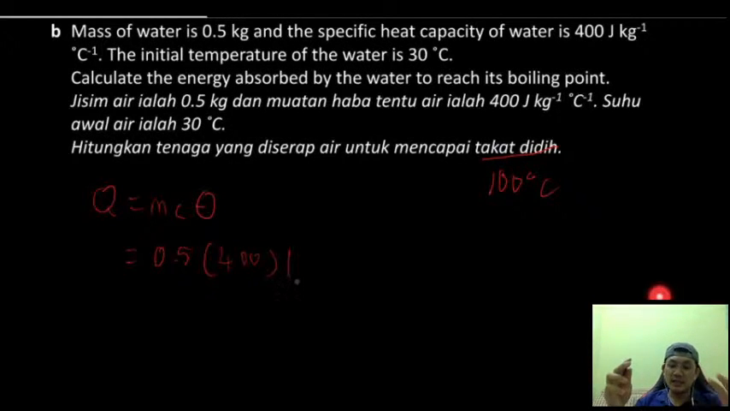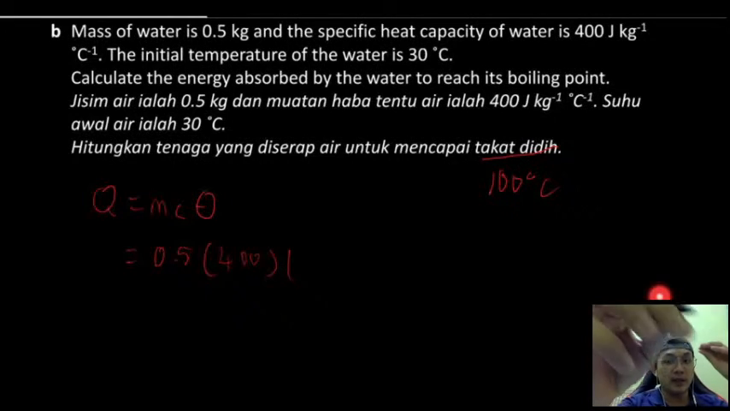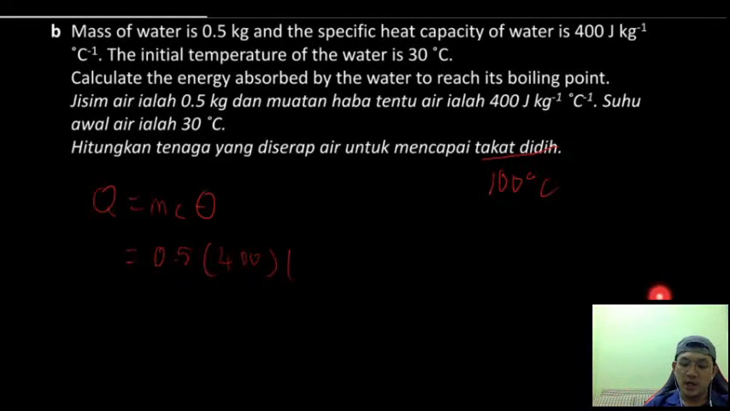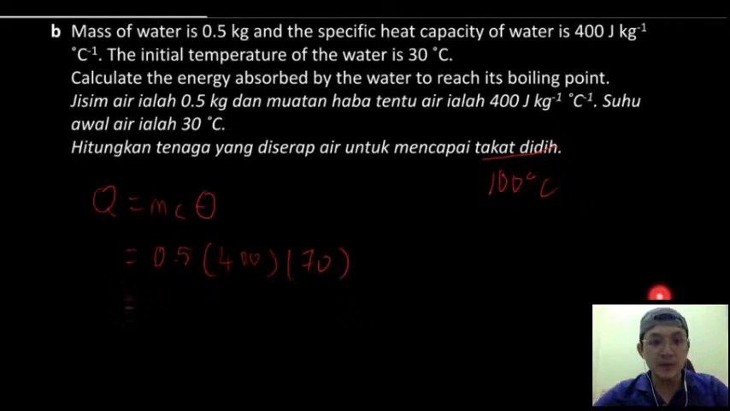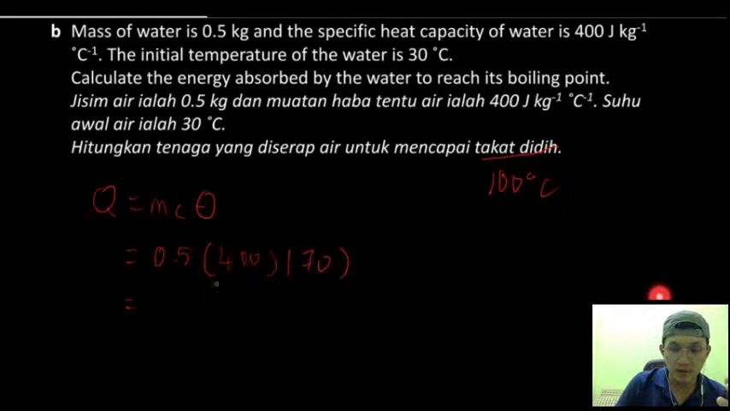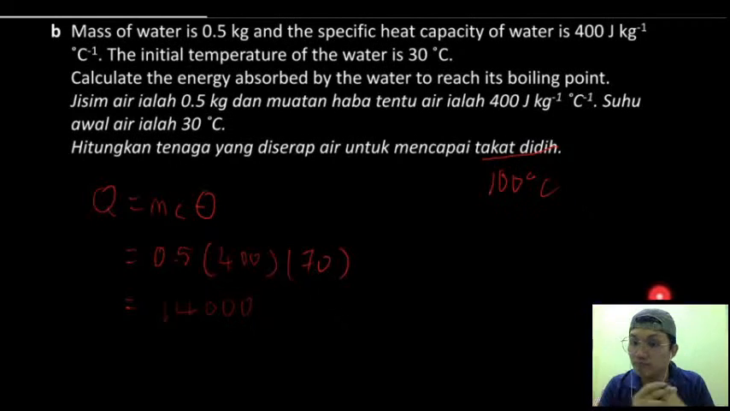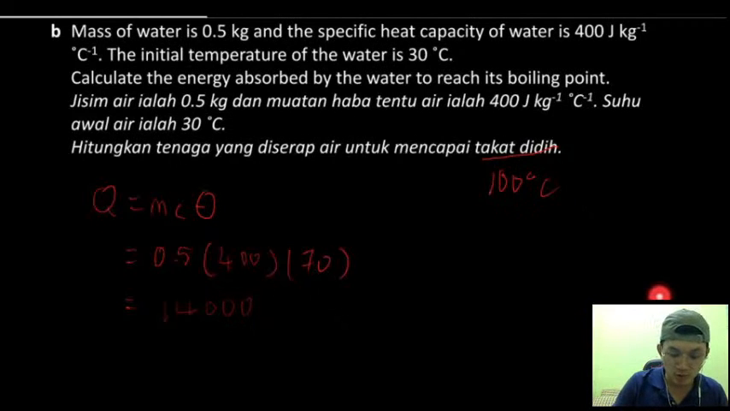Jangan lupa dekat sini theta ialah perubahan suhu daripada 30 to 100. It is 70 degrees Celsius. Okay, pretty simple over here. Daripada sini, I will have 0.5, 400, 200 times 70 is going to be 14,000 joule. Don't forget the unit.